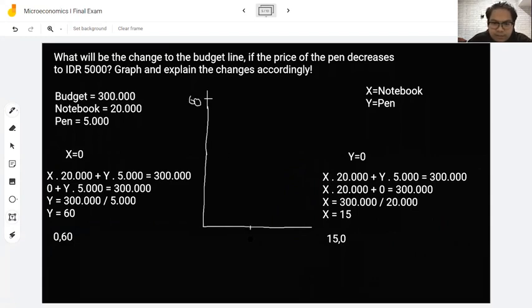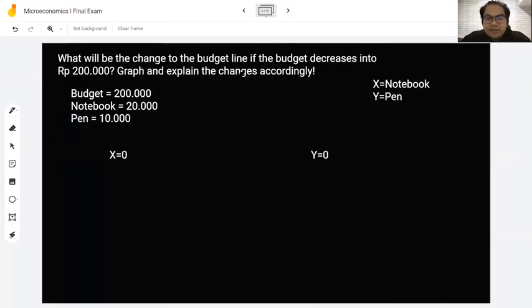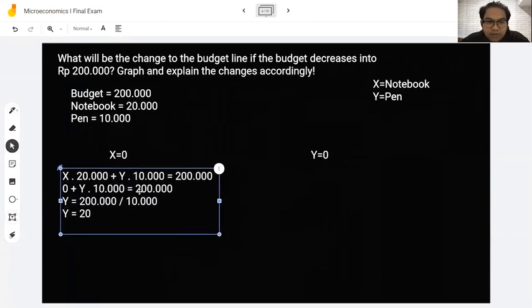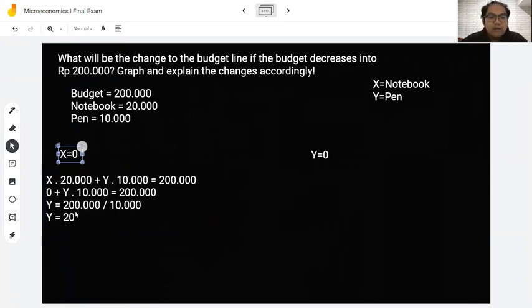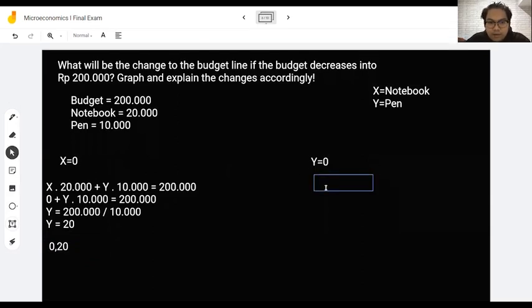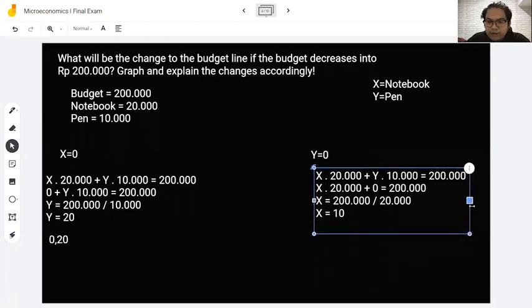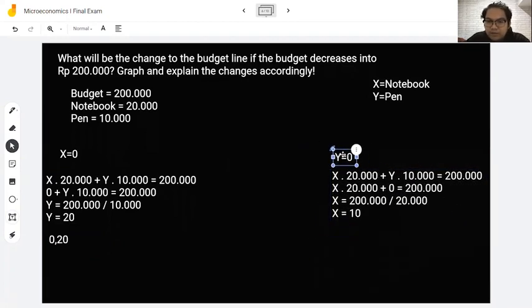60 and 15, around here maybe. Yeah. And the line will be, I'm sorry, it is not a line, but it is what it is. So last question, question D, before we wrap this up, doing the same kind of things again, putting the number into the formula, and we will get the coordinate 0 and 20. 0 and 20. So likewise, we enter the number and we get the coordinate 10, 0.